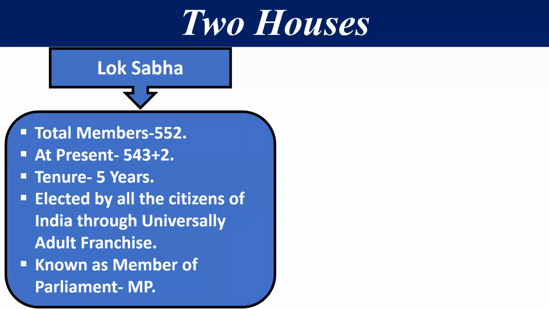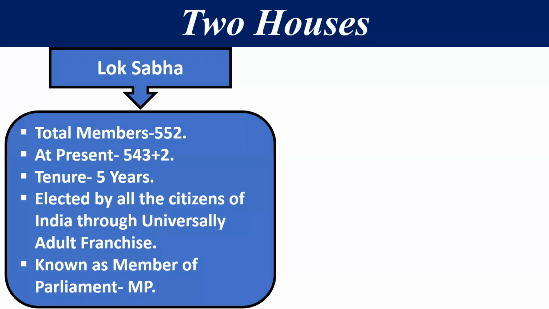The term of these elected members is 5 years. The citizens of the country elect these representatives by universal adult franchise. It means the right to vote. These members are from all over the country. The country is divided into different constituencies, and in these constituencies the citizens elect their member of parliament, known as an MP, through universal adult franchise.